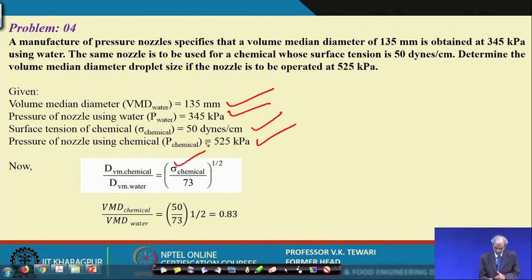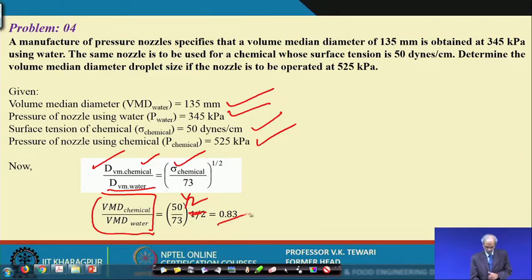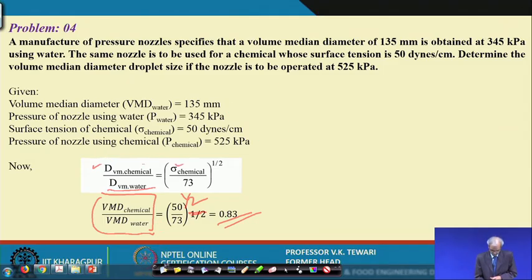The surface tension of the chemical is given here, and then this is the dVm water and dVm chemical. So, these relations are nothing but this with respect to these here. Now, in fact this is wrong, this should be 1/2 here. So, the value is 0.83. So, you get the value and determine the volume median diameter 0.83. So, let us see how you get the details.